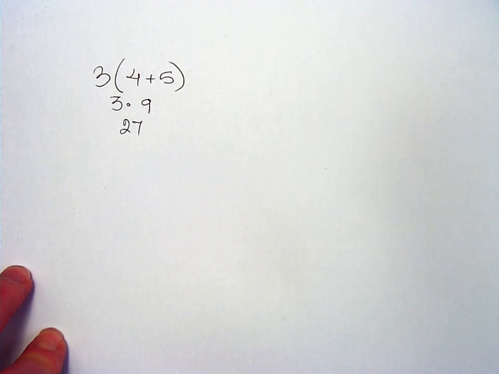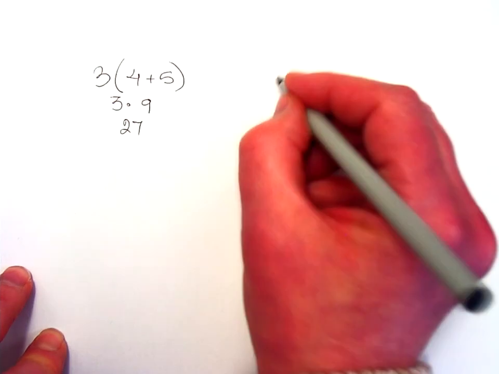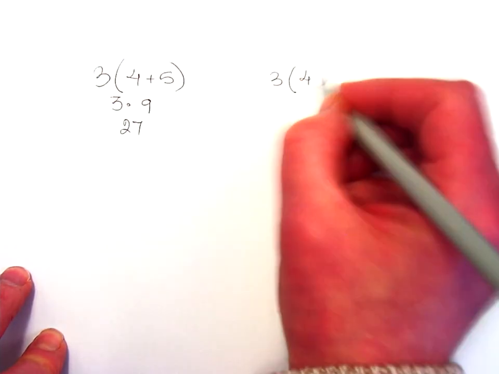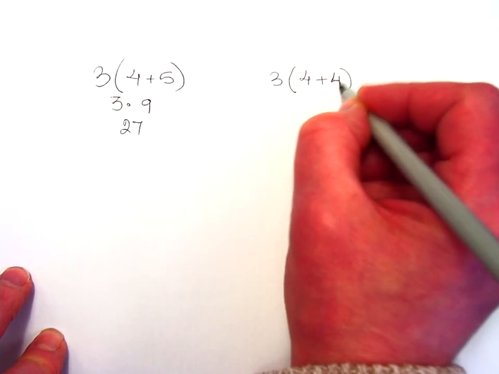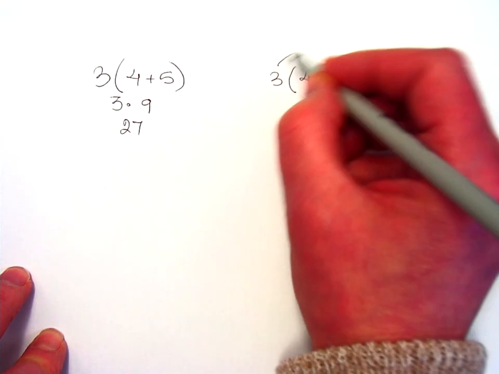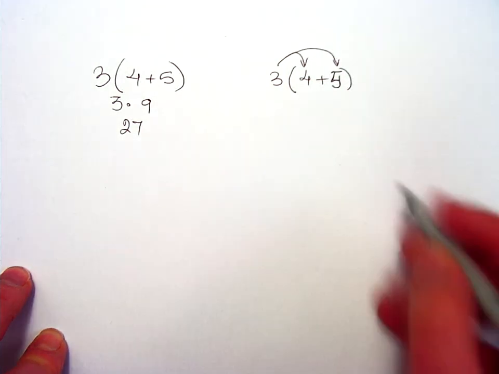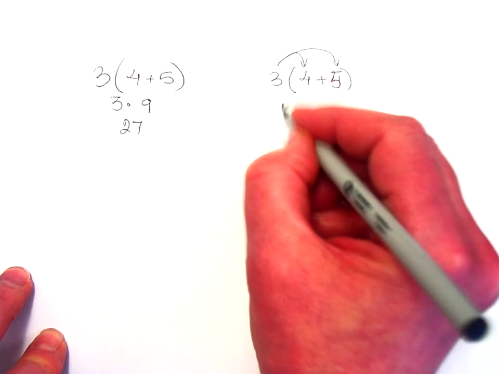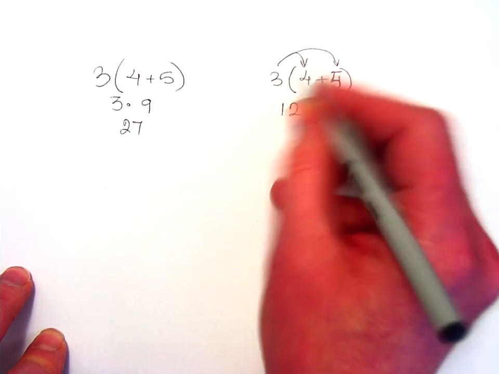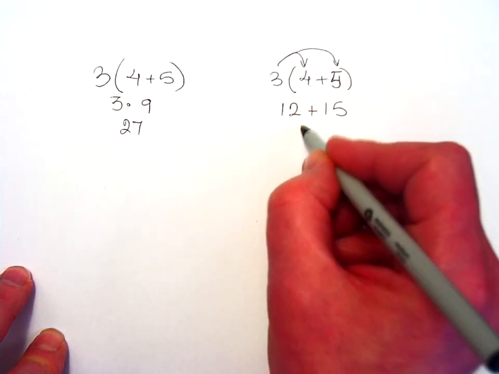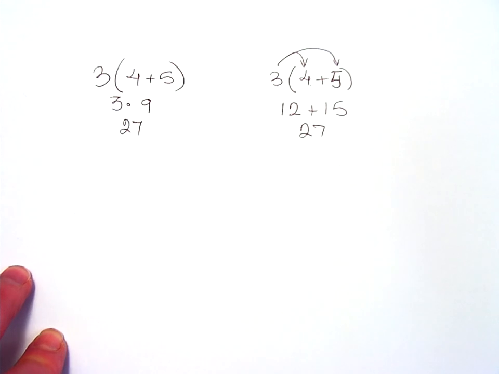But then the distributive property claims that, no, we don't have to do it that way. If you do have such a situation, we actually can multiply each member inside of the parentheses by the number outside first, which would be 3 times 4 is 12, plus 3 times 5, 15, and when we add them up, we would get the same answer.